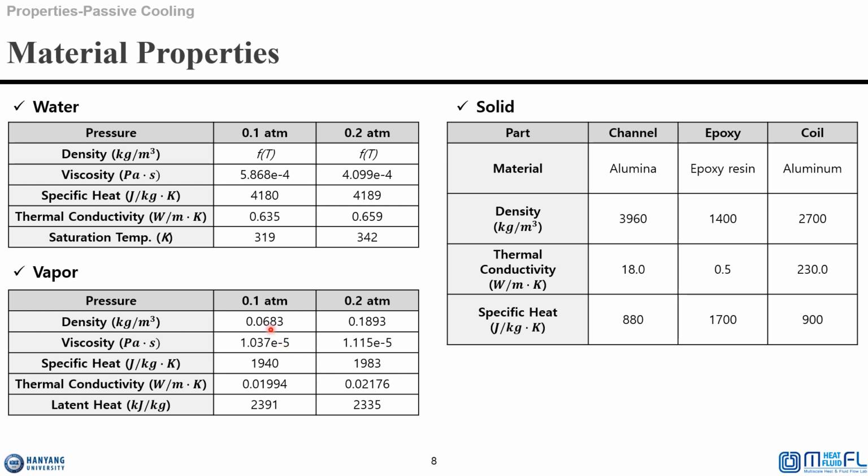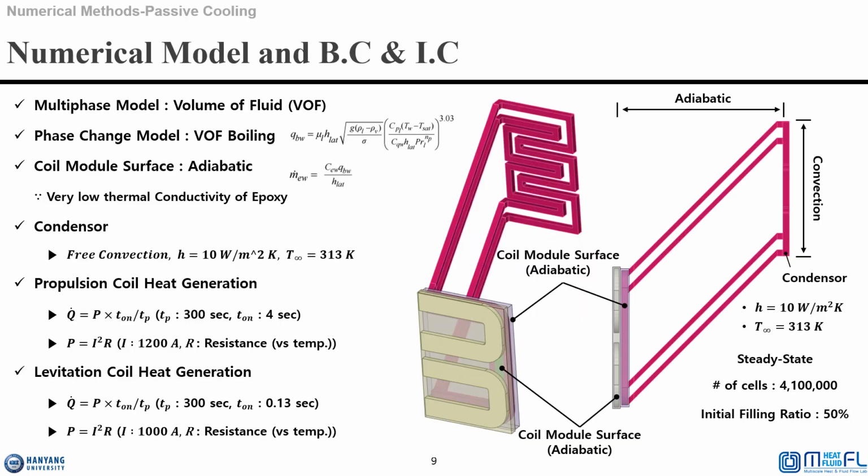In our analysis, we consider the properties of water and steam at varying pressure, utilizing the values listed in the table. For the flow channel material, we tested alumina for its low electrical conductivity and high thermal conductivity. Our simulation employed the volume of fluid model for multi-phase analysis, coupled with the Lee boiling model for phase change consideration. And we applied an insulation condition to the epoxy surface.